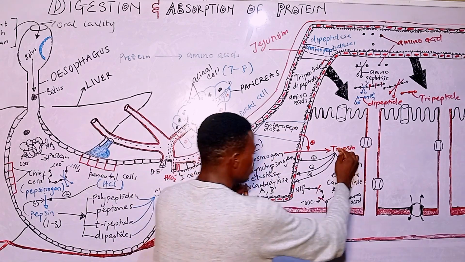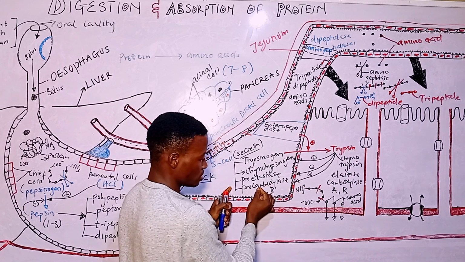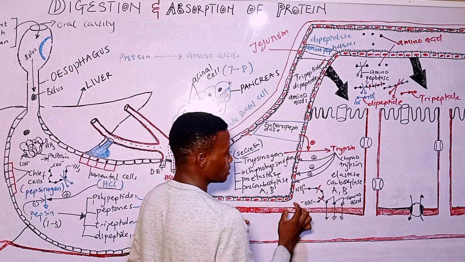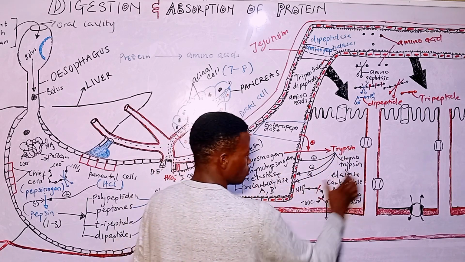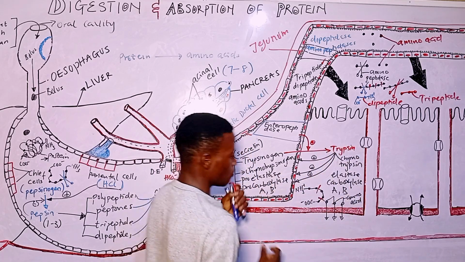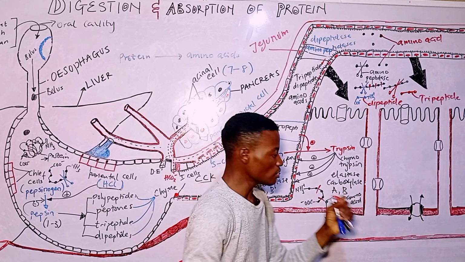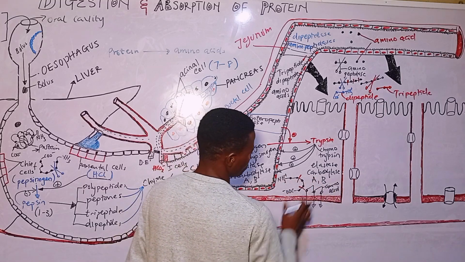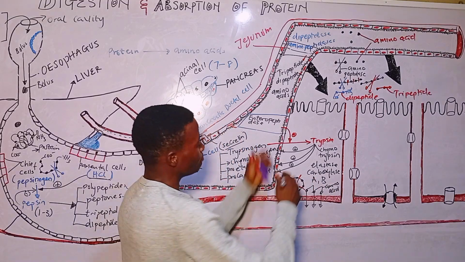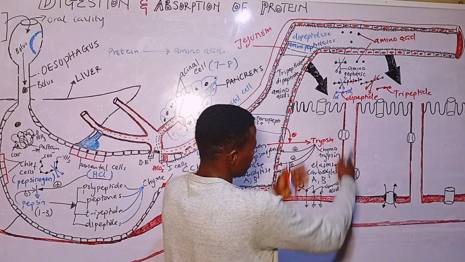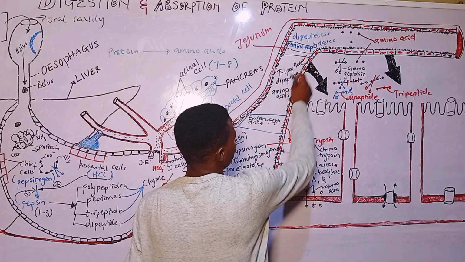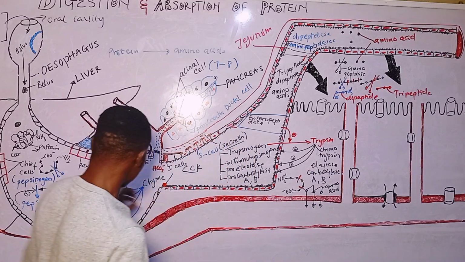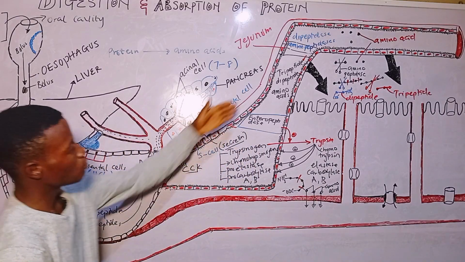Then trypsin will in turn convert all these zymogens to their active form. Trypsin will act on chymotrypsinogen, converting it to chymotrypsin. Trypsin will act on proelastase, converting it to elastase. Trypsin will also act on procarboxypeptidase A or B, converting it to carboxypeptidase A and B. Then the final product of these enzymes is going to be tripeptides, dipeptides, and amino acids, because they act on the peptides that you are seeing here, converting them to what you are seeing here.